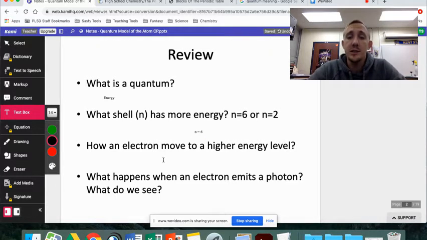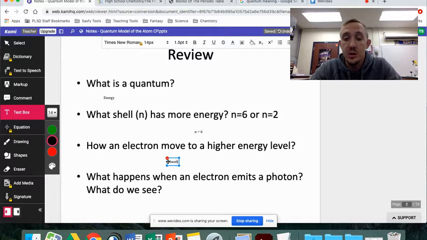How does an electron move to a higher energy level? Well, a little review. The only way an electron can move energy levels is it has to absorb a photon or it has to absorb energy. Okay, so it absorbs energy. In this case, it's a photon.